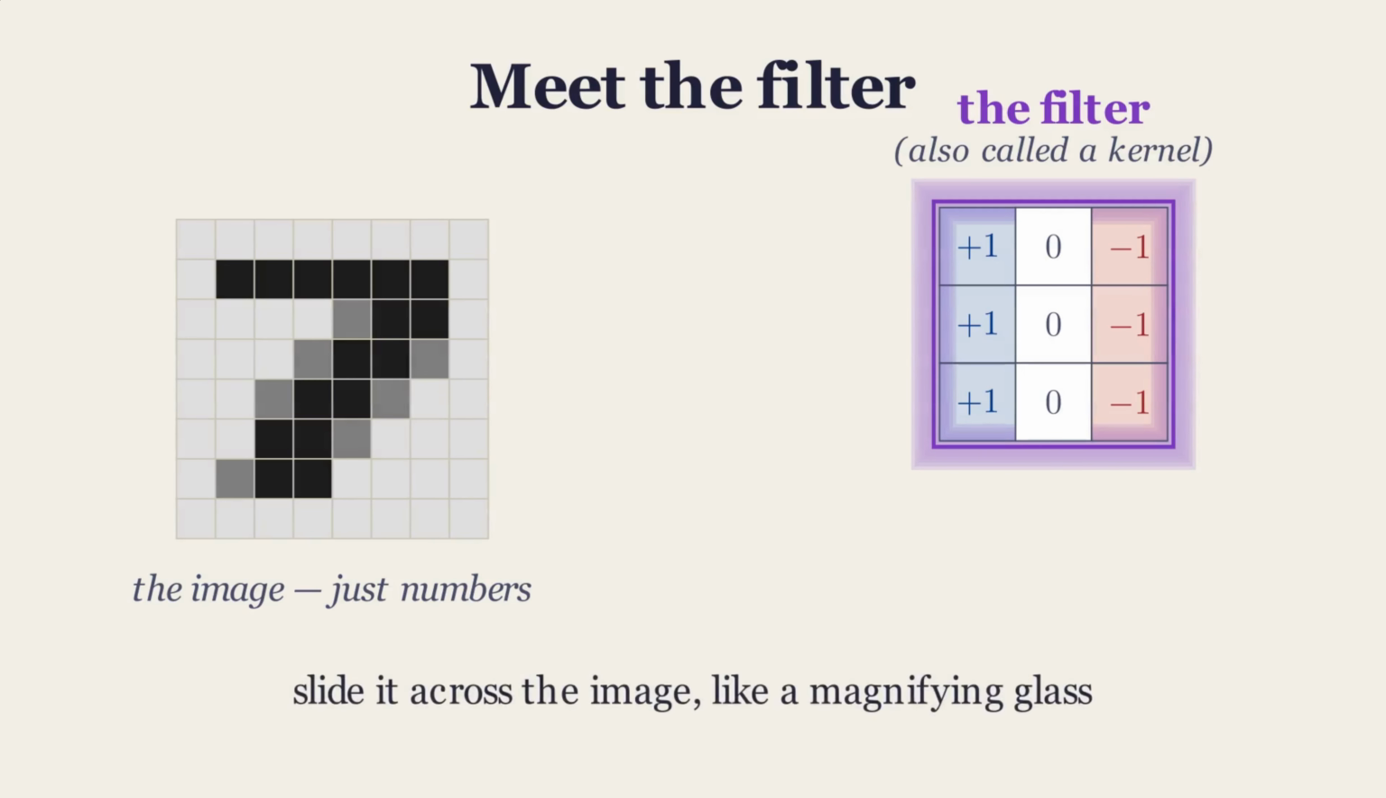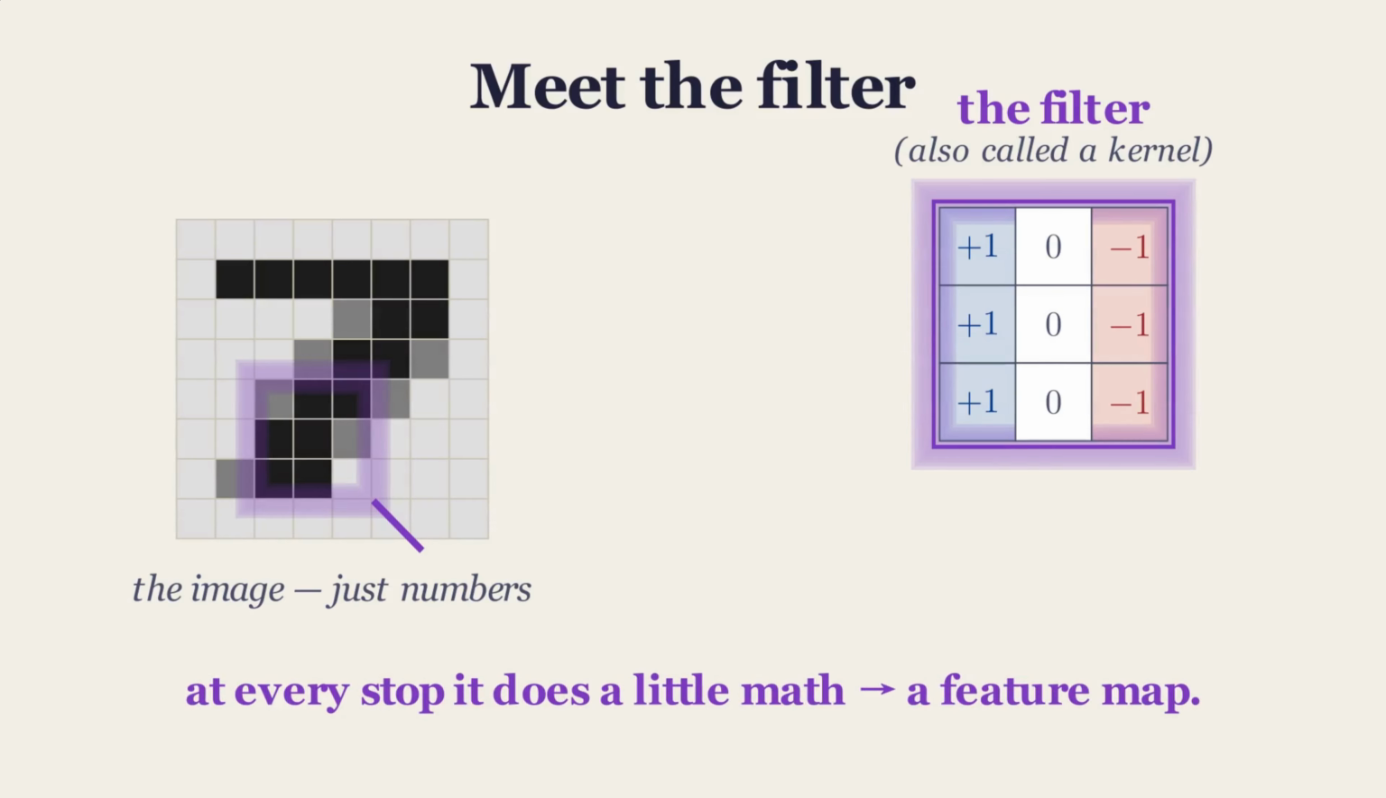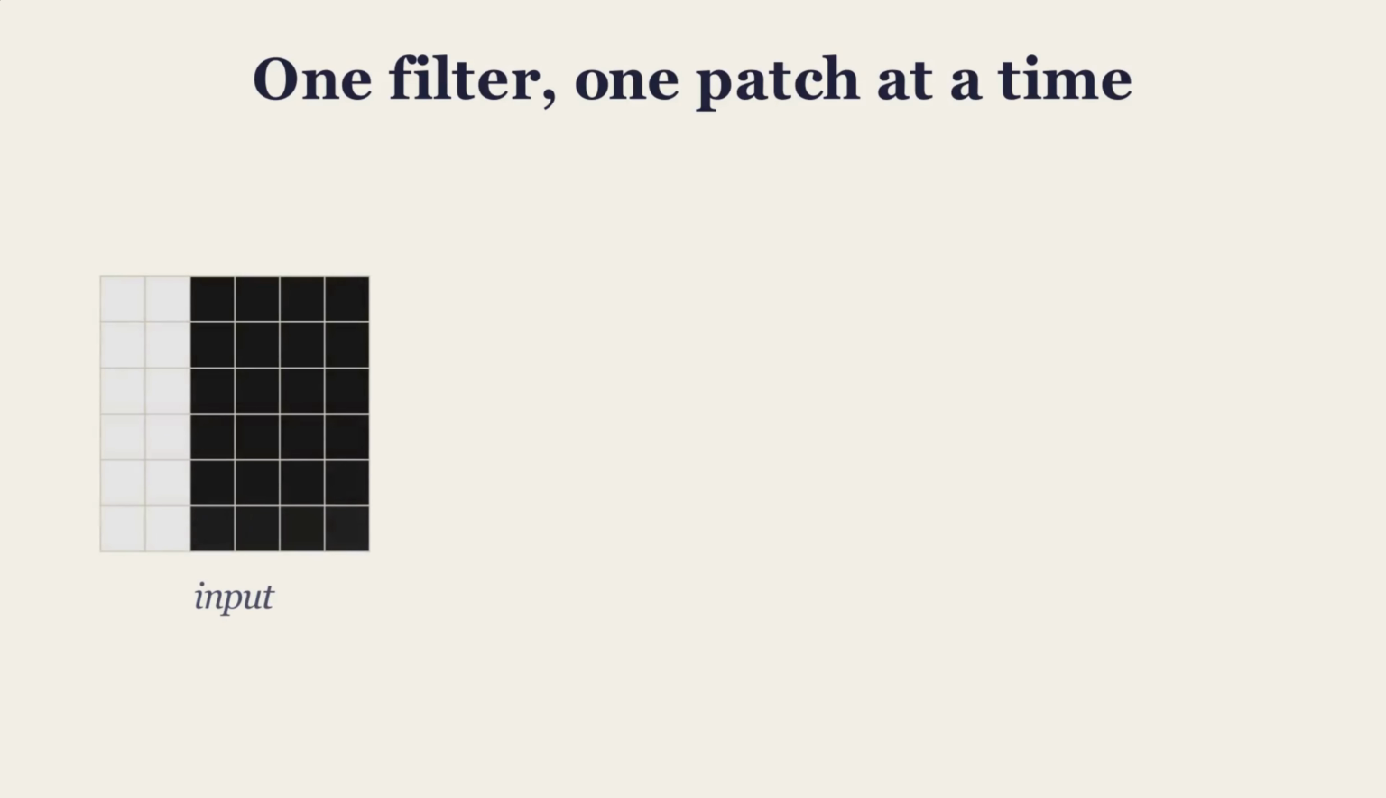This one has positive numbers on the left and negative numbers on the right, which means it responds strongly wherever the image is bright on the left and dark on the right. In other words, it fires on a vertical edge. The idea is simple. Slide this little filter across the image like a magnifying glass, and at every stop, it does a small calculation. Do that everywhere, and you build something new called a feature map. Let's watch that calculation up close, one patch at a time.